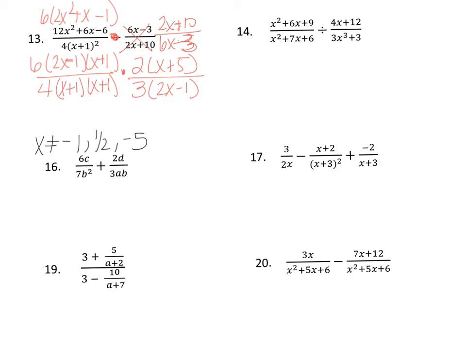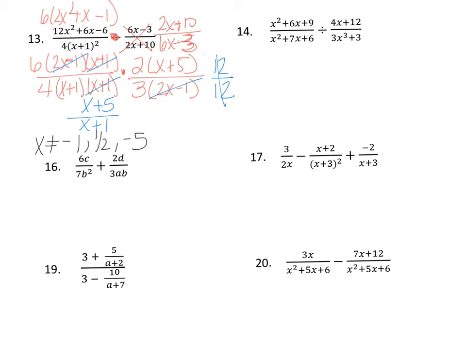What divides out? My 2x minus 1, my x plus 1. If I look at my numbers, I get 6 times 2 is 12, over 4 times 3 is 12, so those are going to divide out. And the only thing left is x plus 5 over x plus 1, and that's my final answer.